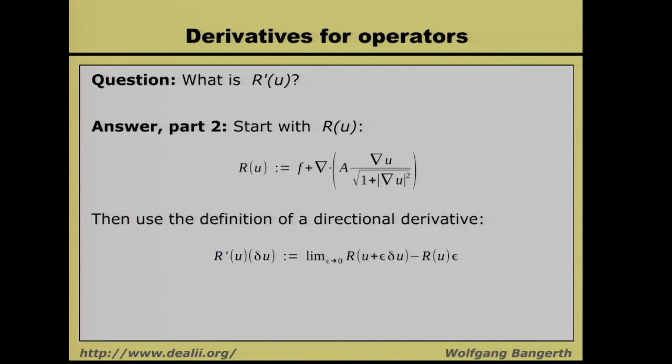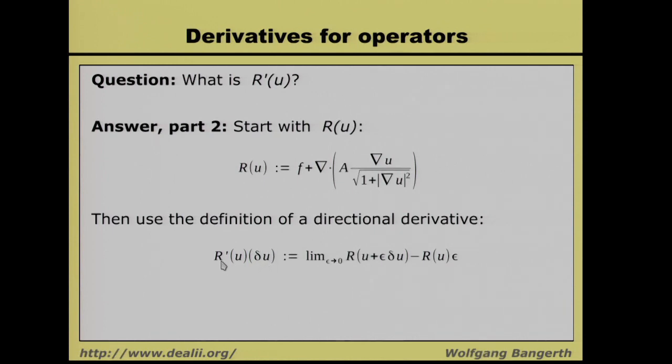So the only difference between regular functions and operators is that, when you work in infinite dimensional spaces, you do best if you don't write derivatives in terms of a gradient or something like this, but you always think about directional derivatives. So I want to say this r prime of u does not exist as an object by itself, but only if you apply it to a certain direction.